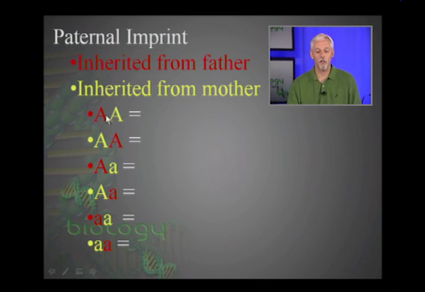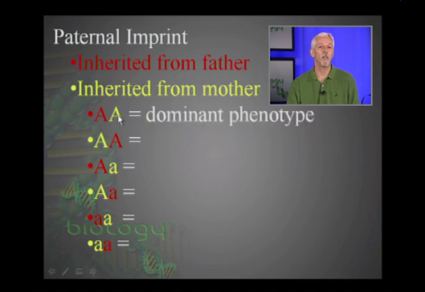So let's say you're an individual that's homozygous dominant. You got one from dad, one from mom. The inactive one is from dad, active one is from mom. In this case, the dominant allele will show itself. So you'd have the dominant phenotype, whatever it happens to be. So in this case, maybe you have a big A on your forehead.